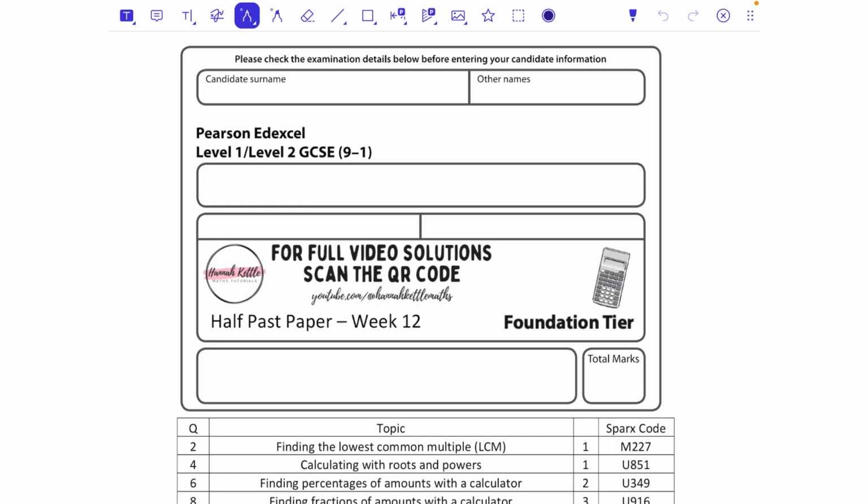This is Half Past Paper Week 12, Foundation Tier, so all the even numbers this week. If you're looking for the odd numbers, that's in Week 11, last week.